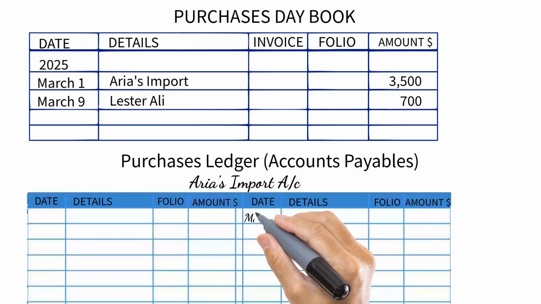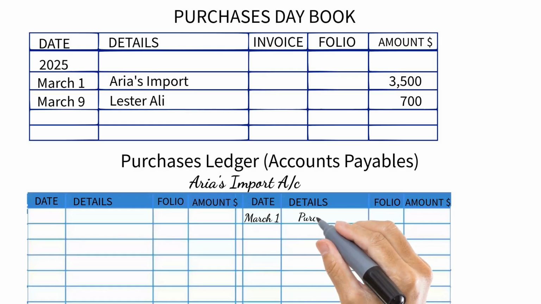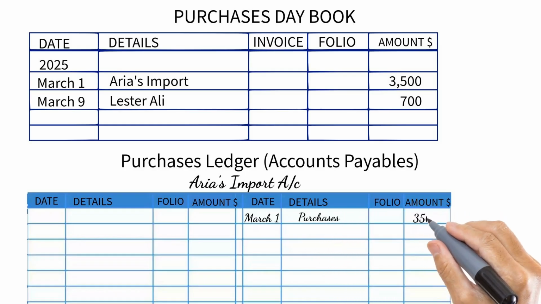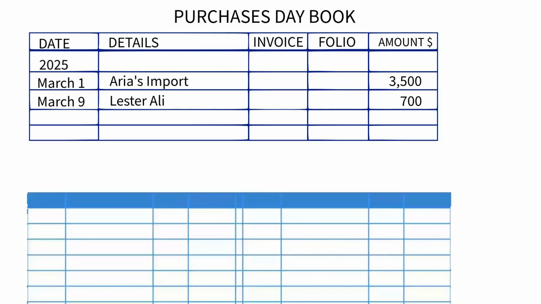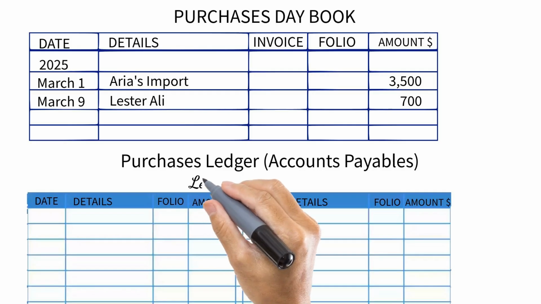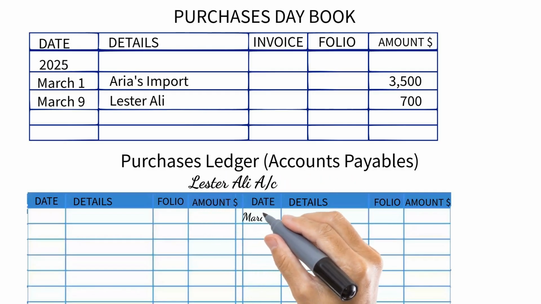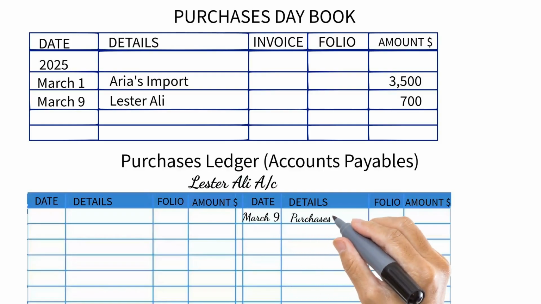For each individual account is transferred, in this case, Aria's import account, her personal information is transferred: March 1st purchases for $3,500 on the credit side. As well as Lester Ali, we will open a personal account for Lester, and on the credit side representing our liability, March 9 credit purchases in details for $700.